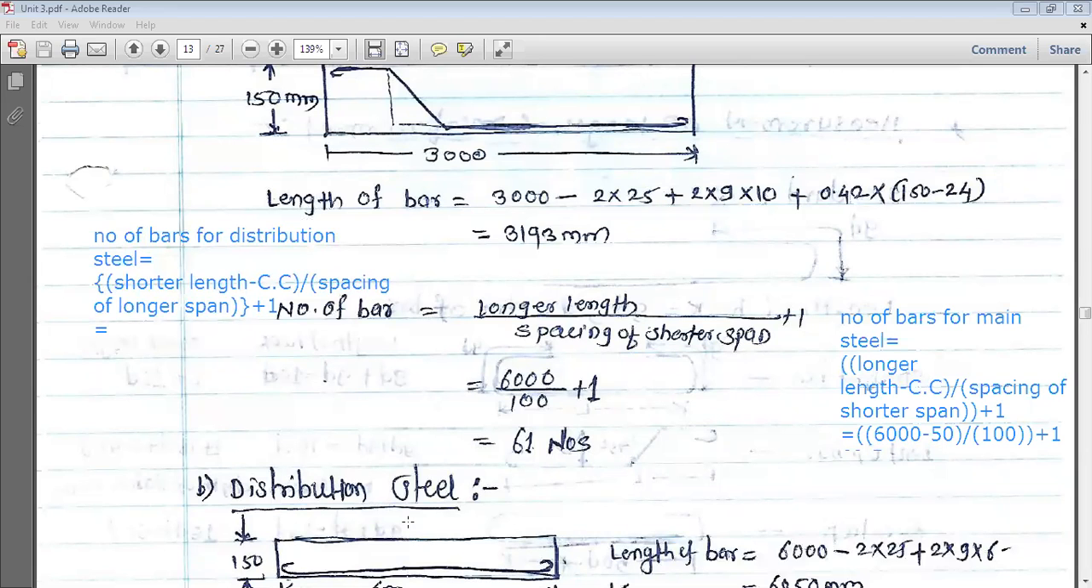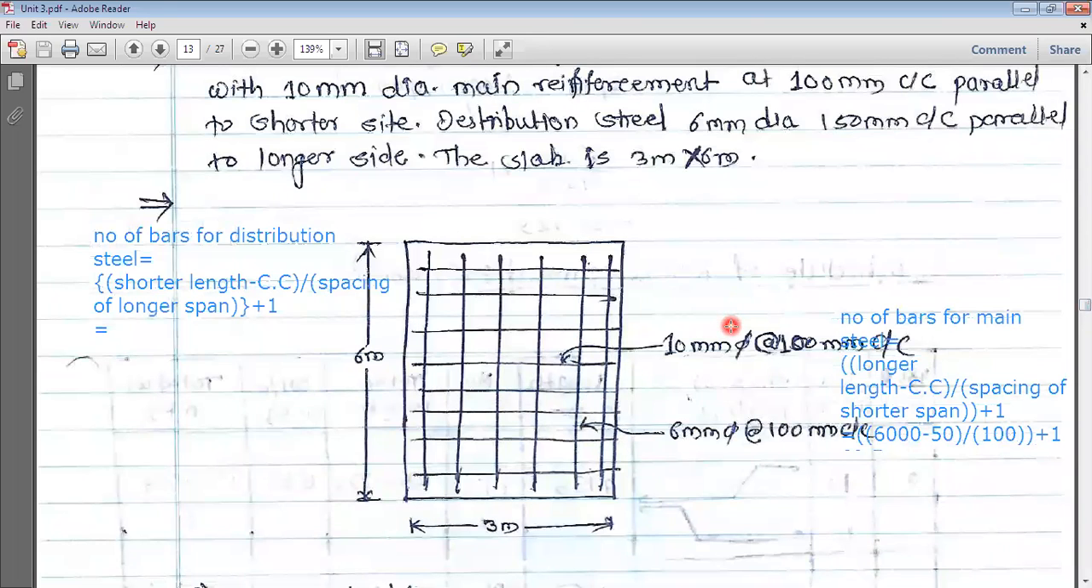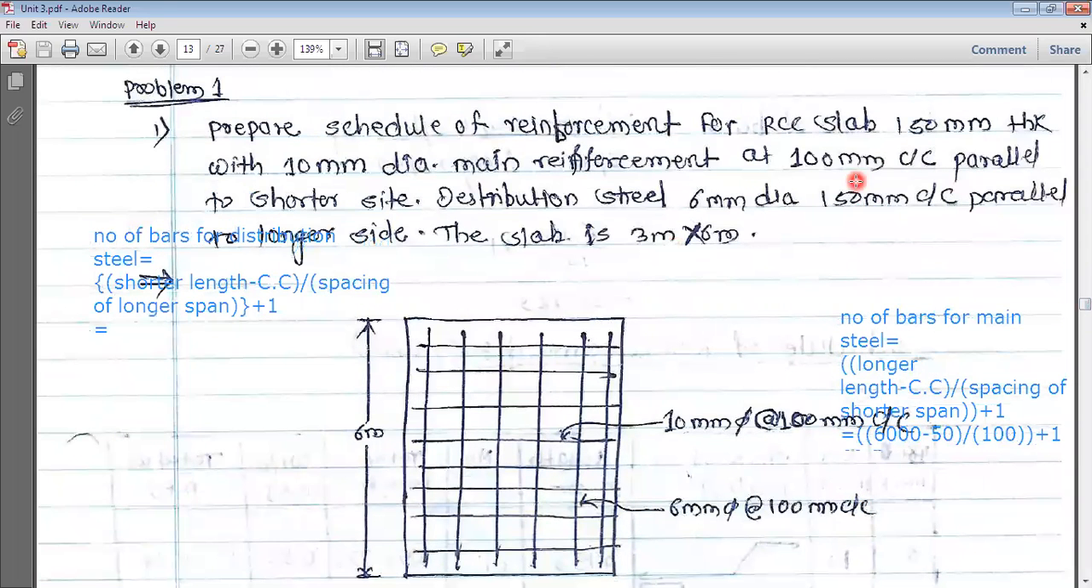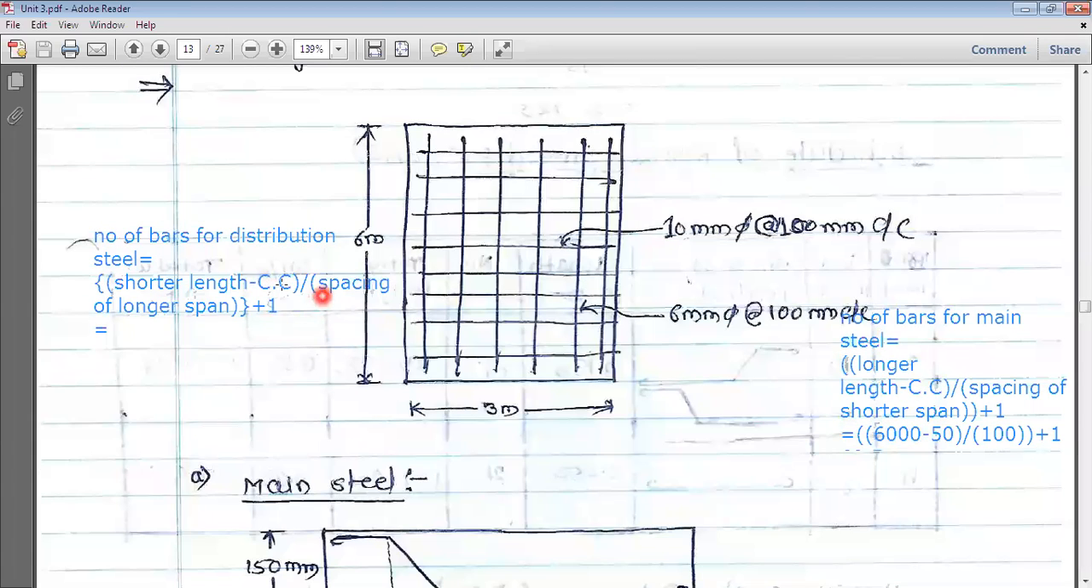It is 3000 mm minus clear cover is 50, that is 2 into 25, divided by spacing of the longer span. Longer span spacing, how much is it given in the problem? So I will just read for you. Spacing of the longer span is given as 150 mm center to center. This is your longer span now. So 3000 minus 50 divided by 150 plus 1.